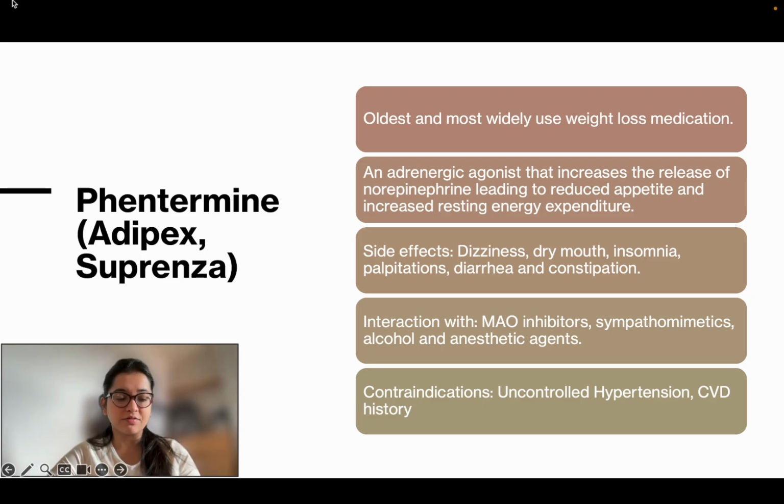But there are a few side effects of this medication as well, like dizziness, dry mouth, insomnia, palpitations, diarrhea, and constipation. It also interacts with a few medications like MAO inhibitors, and also interacts with alcohol and anesthetic agents. So if you are taking any of these, you might not be able to take phentermine and might have to switch to a different medication. There are a few contraindications as well. It should be avoided in patients who have uncontrolled hypertension or a history of cardiovascular disease.